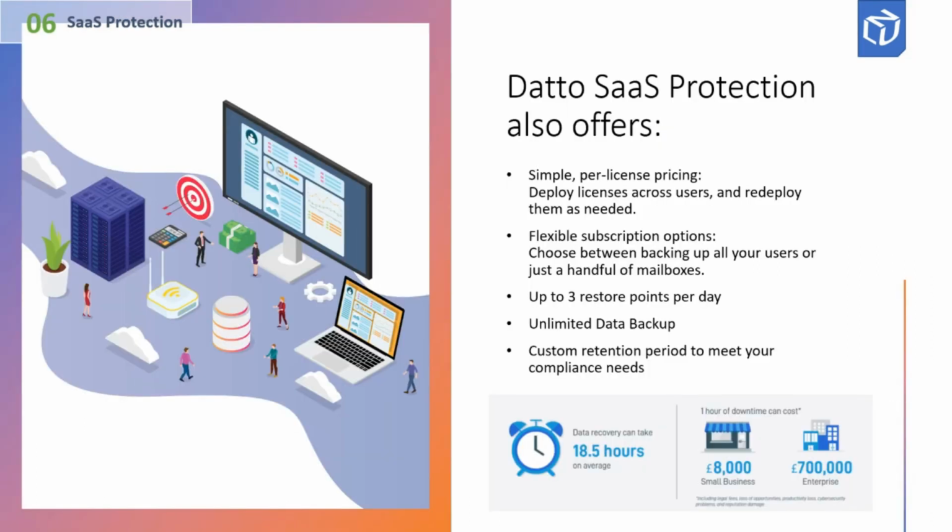So the SaaS Protection will offer you a simple per-license pricing, so you can deploy licenses across all users and redeploy them as you need them. It's completely flexible, so you only pay for what you want. So essentially the way it works is on a per mailbox basis. So let's say you have 20 mailboxes, but you only want to back up 5 of them. That can be done. Like I said earlier, you can restore up to 3 restore points per day.